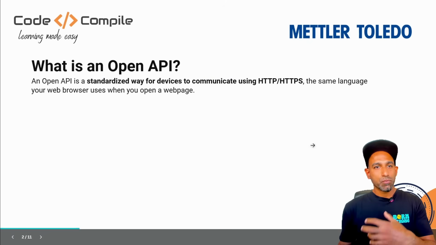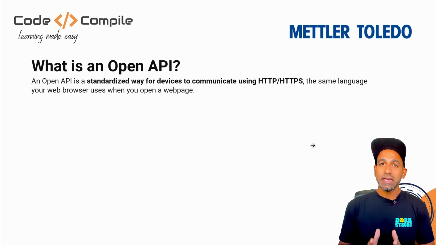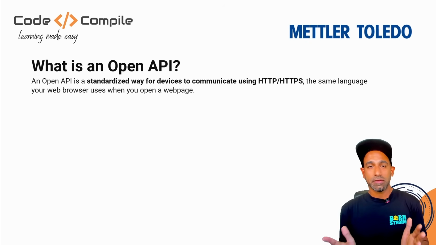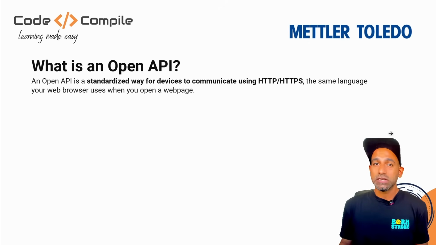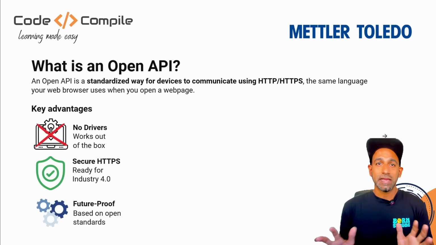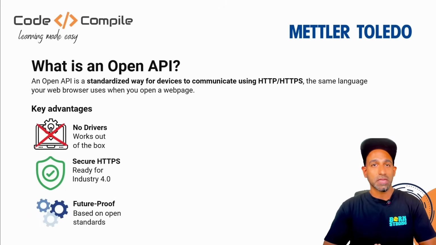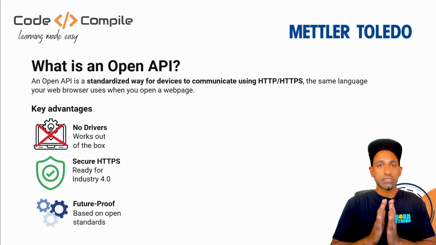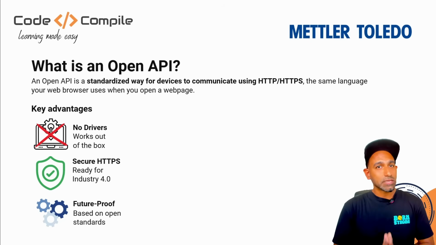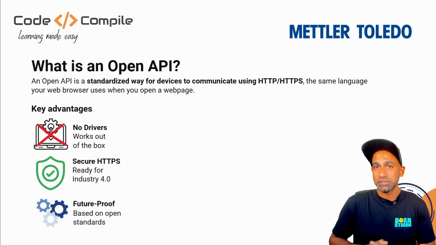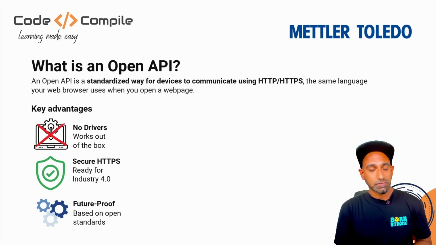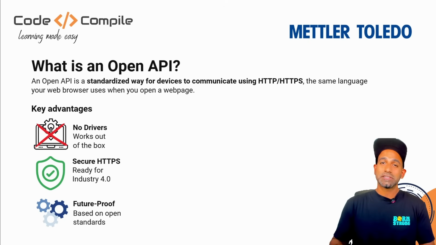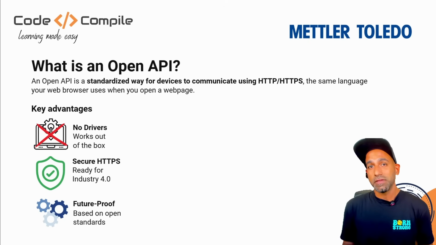So starting with what is an OpenAPI? OpenAPI is a standardized way to communicate with devices using HTTP and HTTPS, the same language your web browser is using. OpenAPI has several advantages. One of them is you don't need any external hardware or software to communicate. No drivers are required. You can just work out of the box. Second, it is secure, which is quite ready for Industry 4.0. It's encrypted, so you can have a secure, encrypted way of communication. And third, it is future-proof based on open standards, so if the technology is evolving, you can still use it in your system.